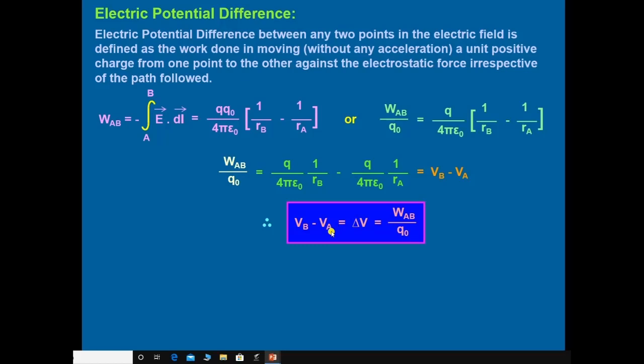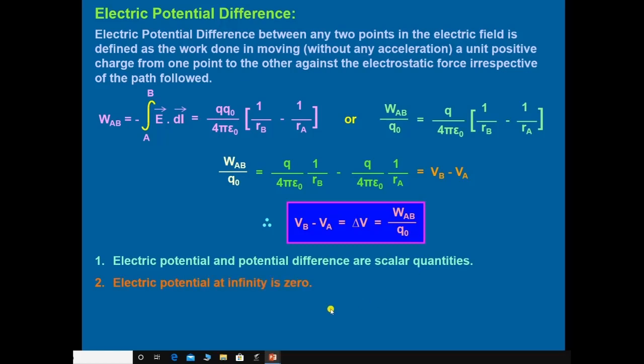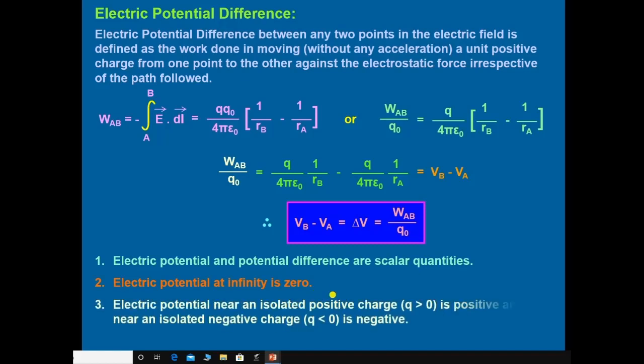VB minus VA, that is representing the potential difference, given by the change in potential delta V, is equal to WAB divided by Q naught. Electric potential and potential difference are scalar quantities. Electric potential at infinity is 0. If we take this value to infinity, it will become 0.